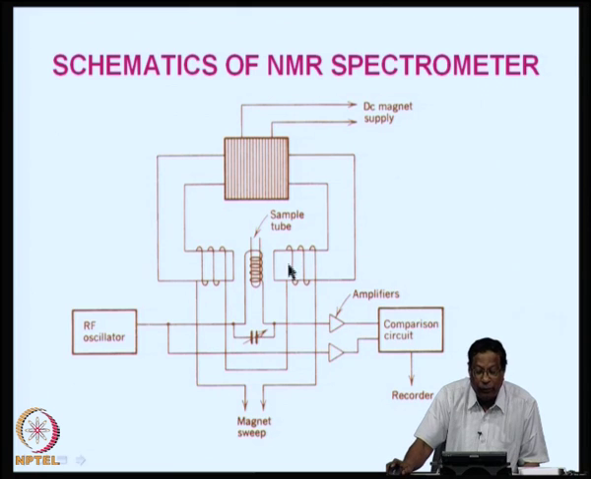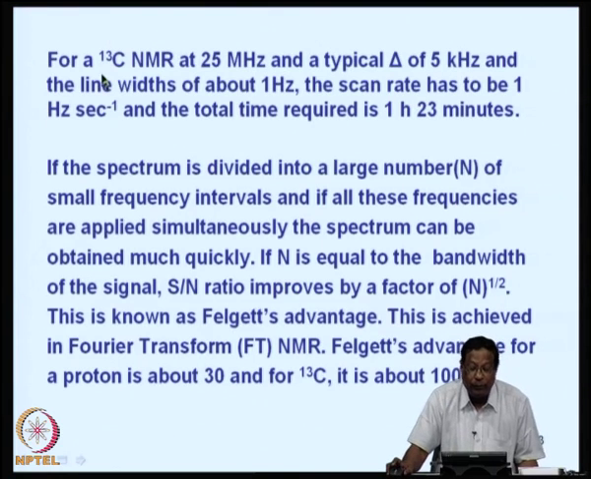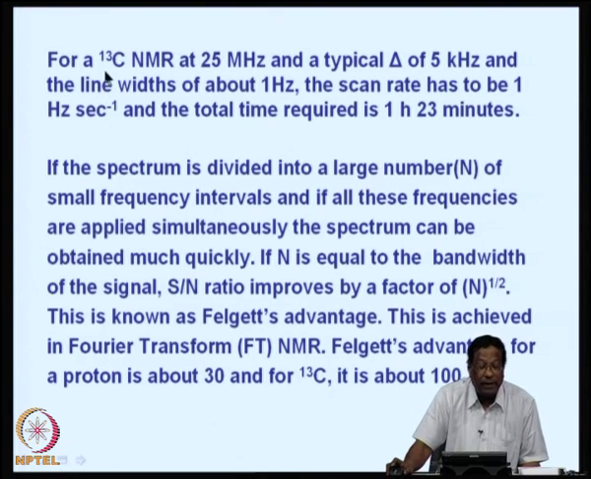There are at least 2 or 3 RF oscillators in a given NMR, and all these RF oscillators are tuned to magnetic sweeps and sample around that. And then we have routine amplifiers and comparison circuit and recorder, and this is the NMR sweep, that is, one of the RF coils is used for sweeping the NMR from 0 to 60 hertz or something like that.